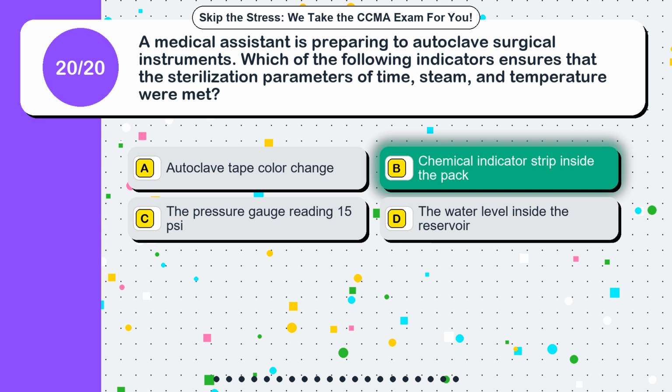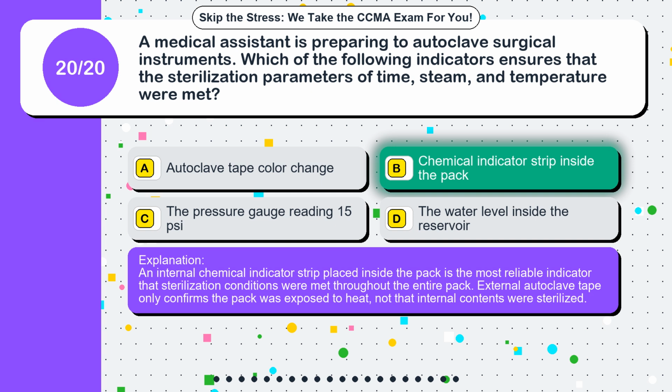Chemical indicator strip inside the pack. An internal chemical indicator strip placed inside the pack is the most reliable indicator that sterilization conditions were met throughout the entire pack. External autoclave tape only confirms the pack was exposed to heat, not that internal contents were sterilized.